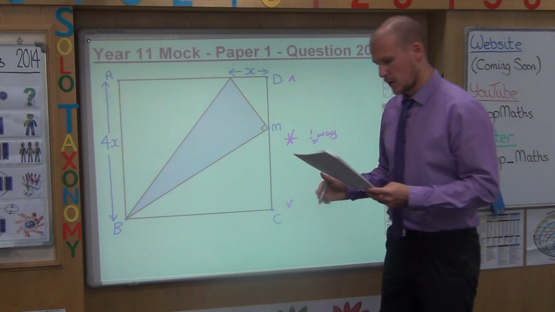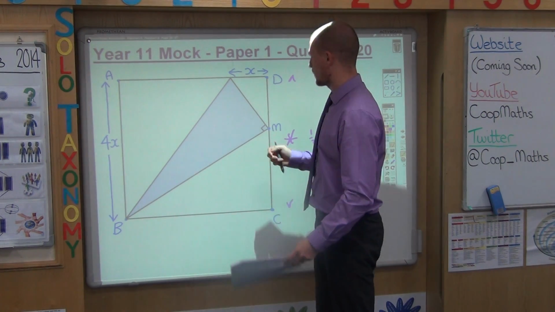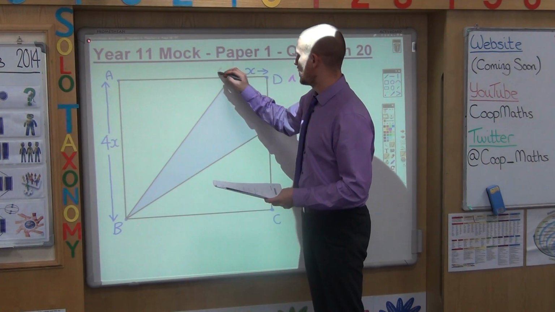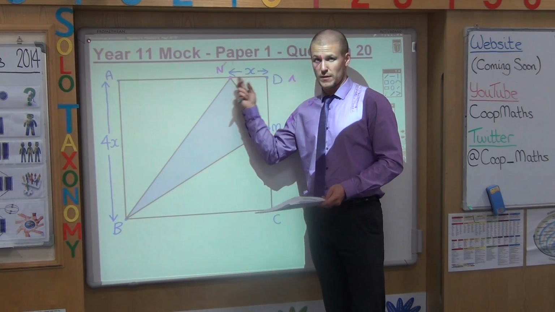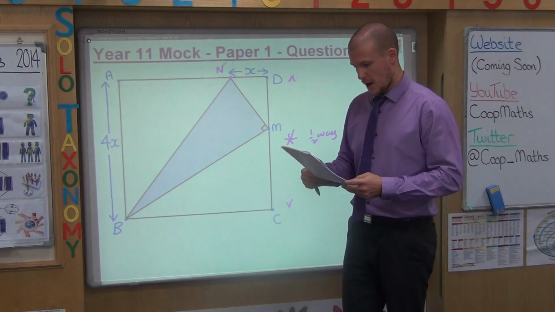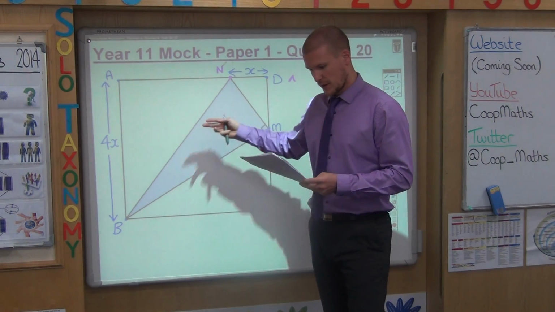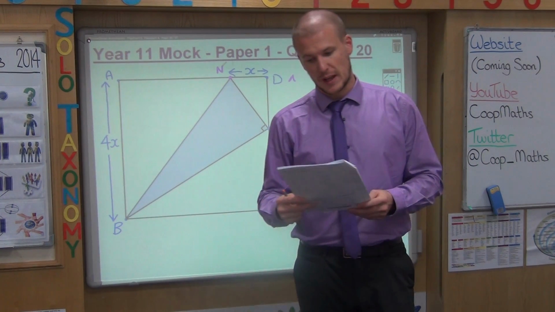N is the point on AD where ND equals x. I have not highlighted N, that there is N. That's just fancy chat for what it shows you in the picture, that length is x. Okay. BMN is a right angle triangle. Find an expression in terms of x for the area of the triangle.